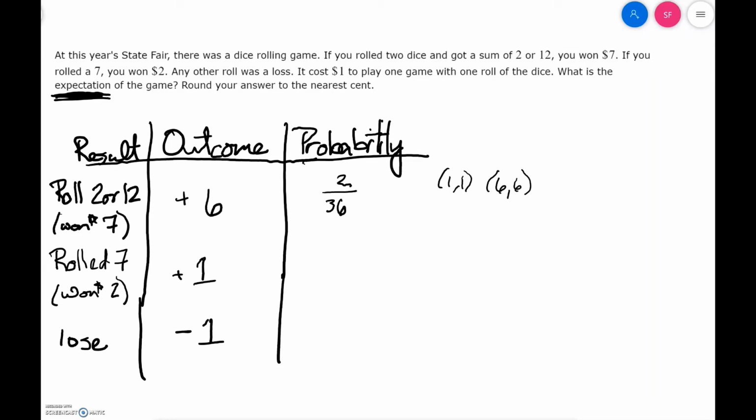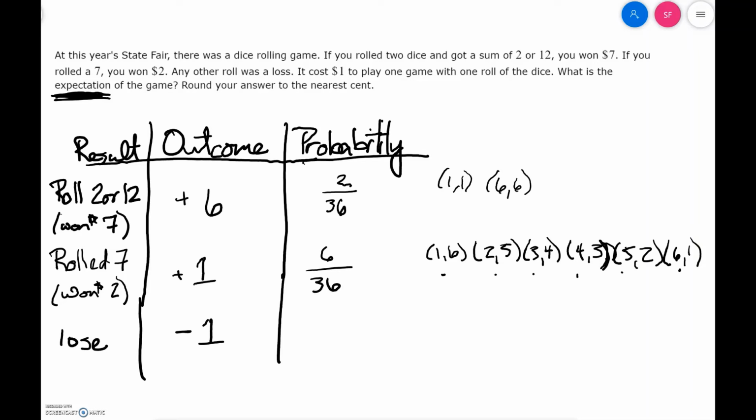Okay, rolling a 7. Rolling a 7 means I can do a 1 and a 6. I can do a 2 and a 5. I can do a 3 and a 4. I can do a 4 and a 3. I can do a 5 and a 2, and I can do a 6 and a 1. So counting those up, 1, 2, 3, 4, 5, 6. There are 6 possibilities out of our total of 36 different ways of doing it.